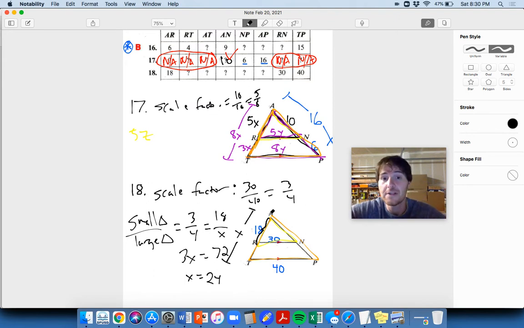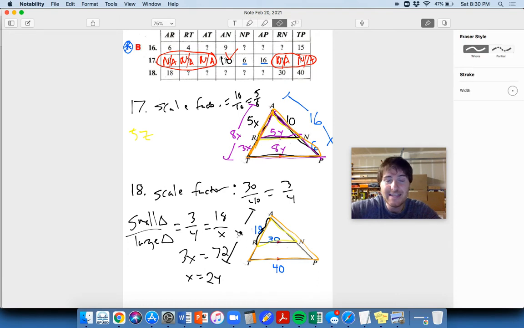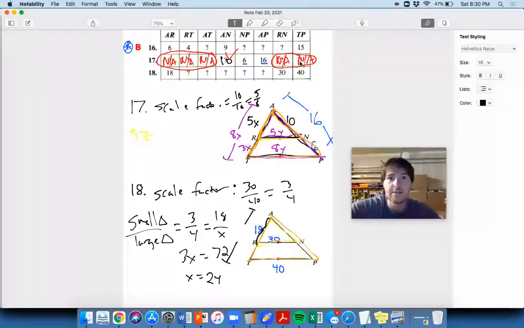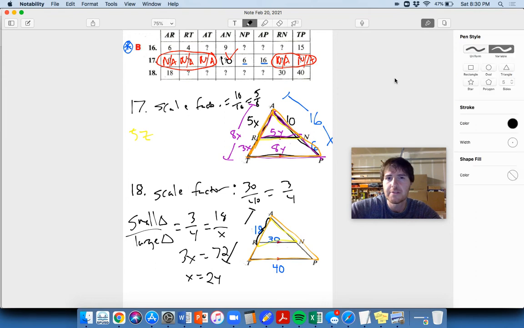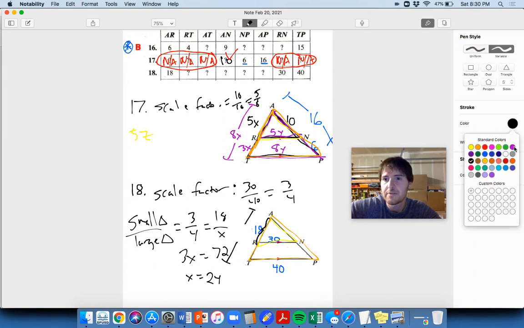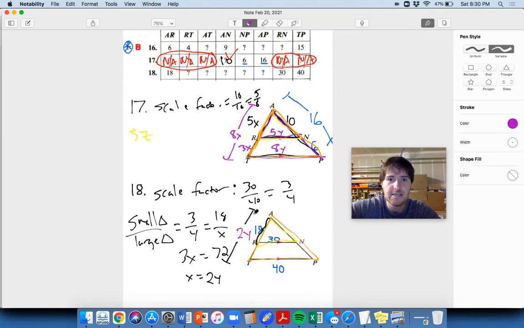So 24 is what AT is. So it's 24. Oops, let me do this here. And I'm not doing this question fast enough now, because maybe you see it and hopefully you can move on with your merry way. But 24 is going to be AT. So let me go and fill that in. All right, I got 24.